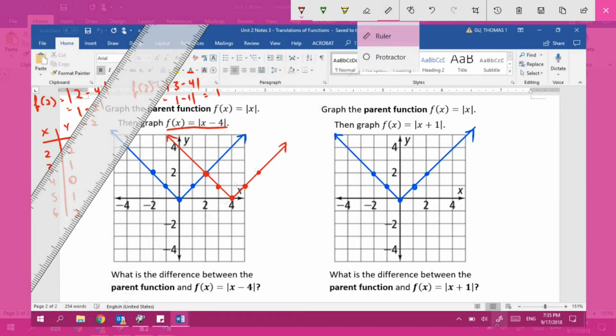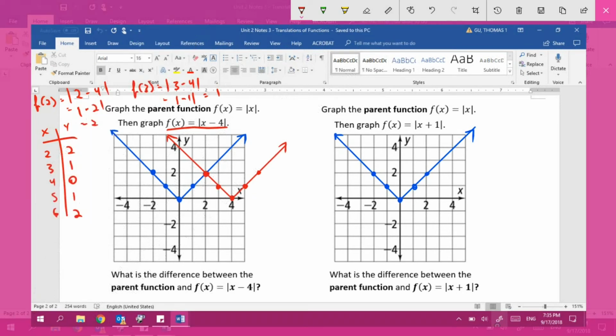So now what is the difference between the parent function and f of x equals absolute value of x minus 4? It's translated 4 units right. You moved 4 units to the right. Alright, well let's look at the next one then. We're going to graph f of x equals the absolute value of x plus 1. So this time my x values, I'm going to choose negative 3, negative 2, negative 1, 0, and 1. Let's see what we get.